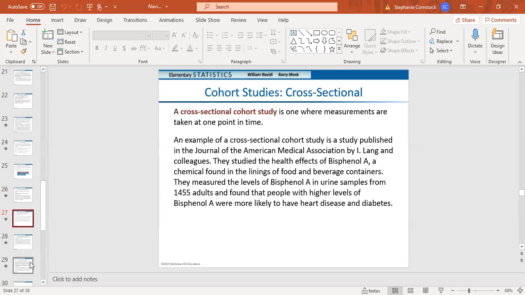Okay. So they did one where they were looking at the effects of bisphenol A. And this is a chemical found in the linings of food and beverage containers. And so they measured this bisphenol A in 1,455 adults, and they found that people that had higher levels were more likely to have heart disease and diabetes. But the point here is that they did this as a one-time sample grab at that moment. Okay, they didn't come back and check these people like 3 years later. They didn't come back 6 months later or anything like that when they were doing it.